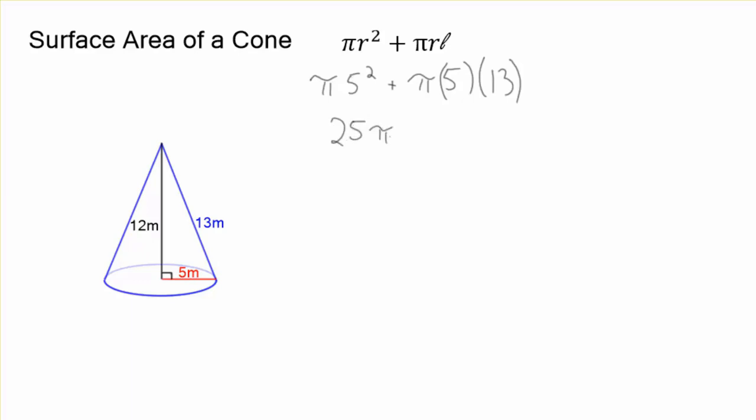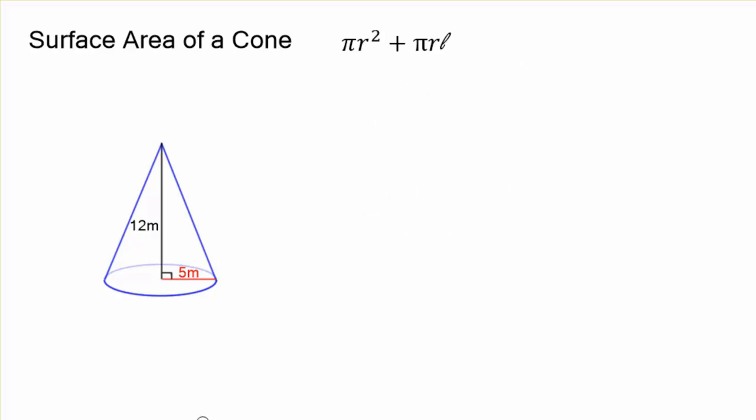Well, 5 squared, 5 times 5 is 25, and I put the pi on the right. We always write it that way. Plus 5 times 13 is 65, that's 65 pi. And 25 pi plus 65 pi gives us 90 pi. That is the exact answer to an infinite number of decimal places. But if a question asks you to give a decimal answer, you just give the approximate answer. See, those little squiggles mean it's not exactly right. Just multiply 90 times 3.14 and you get 282.6 meters squared. Area is always in square units.